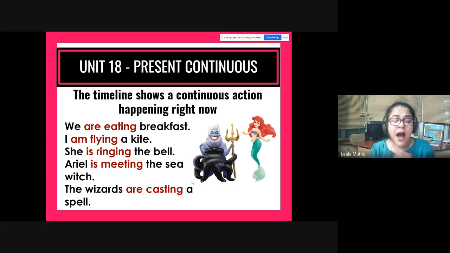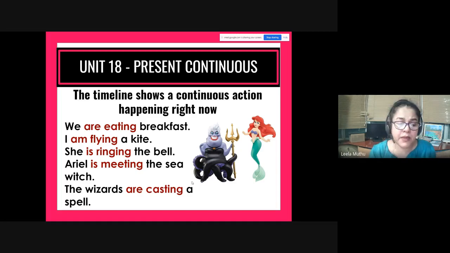Okay. I am flying a kite. So present continuous. I'm doing the action right now. Continuous action of flying the kite. I am flying a kite. Am is the helping verb. Flying is the main verb. So ing forms of the verb will always have a helping verb.